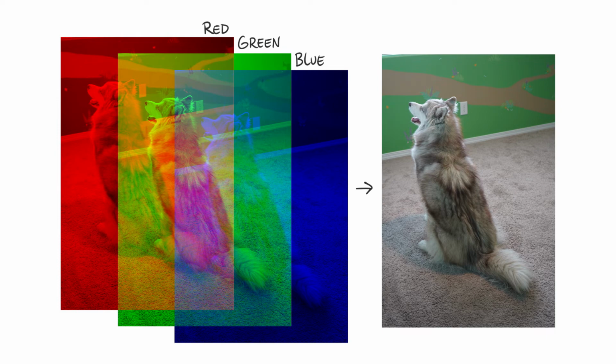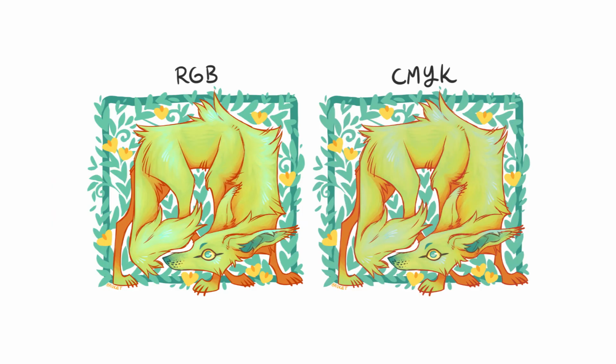This is also why when you have a digital image that you then print out, it ends up different colors when it's printed, because you can't print with light, you can only print with ink. So colors on your computer monitor are going to be a lot brighter and more vivid than they are when they're actually printed out.